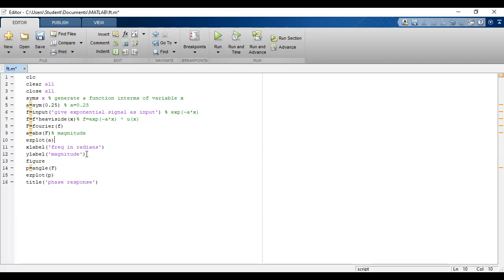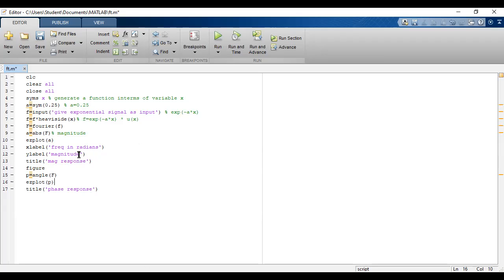Just a title I have written. Here I didn't write the title. Now you write the title also, like magnitude response. And here you can write x label as frequency in radians, y label as phase in radians. Okay. So it is frequency in radians I have written. Okay, let us see by running it.